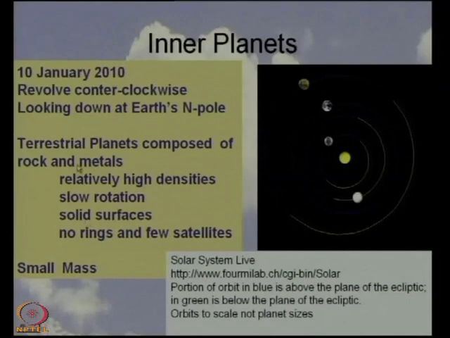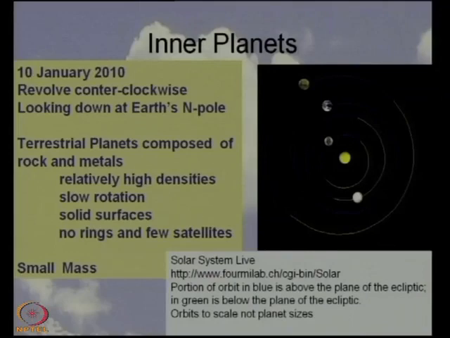They have slow rotation, and the surface of these planets is solid, and they have no rings and few satellites. The Earth, for example, has one satellite, the Moon. So all of these planets are solid, rotate slowly, and have few satellites and no rings. They also have small mass. So these are the small mass planets.